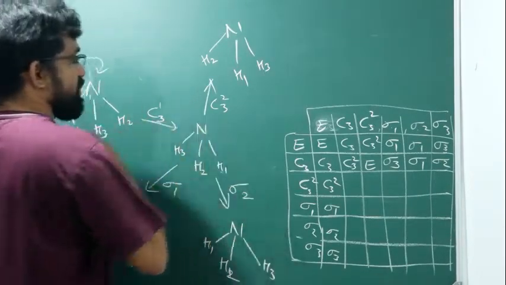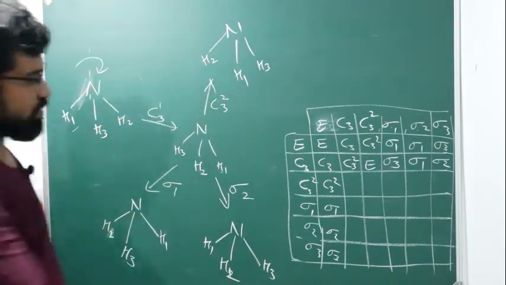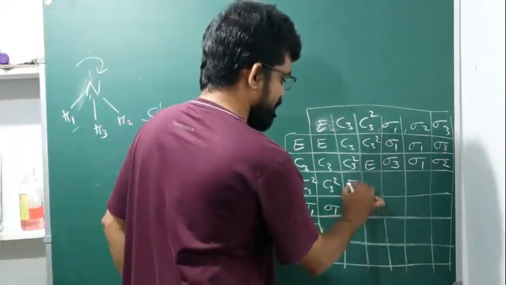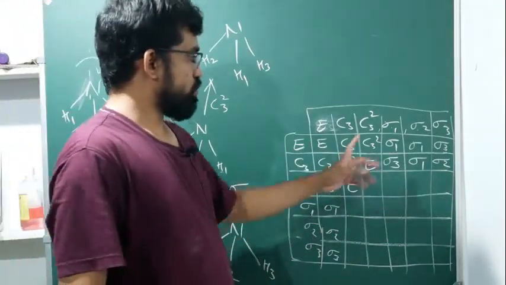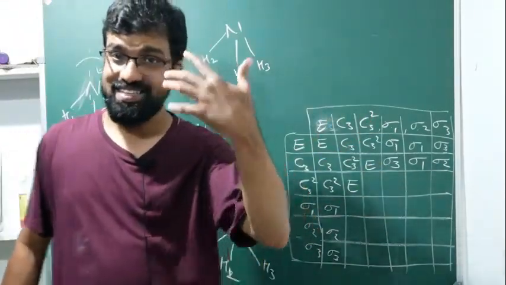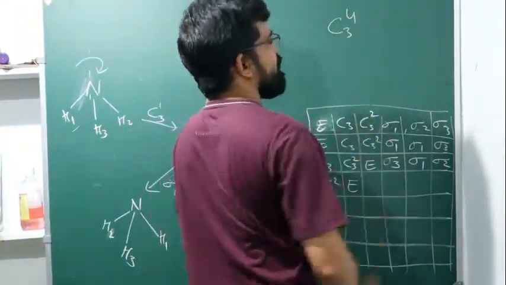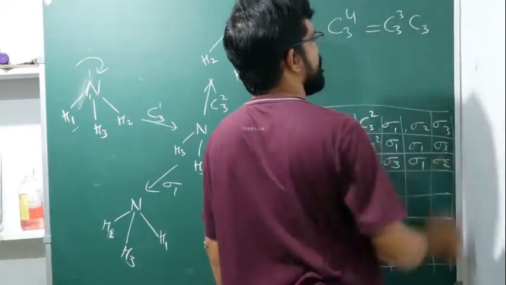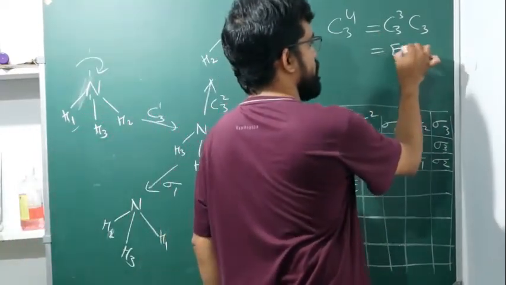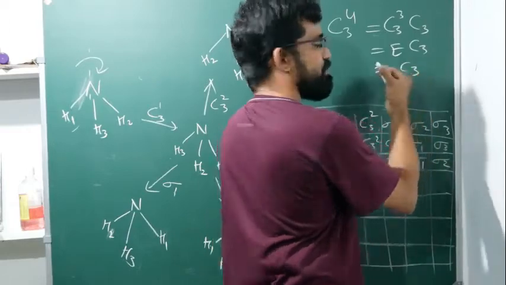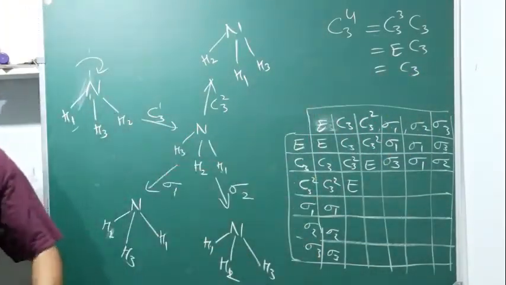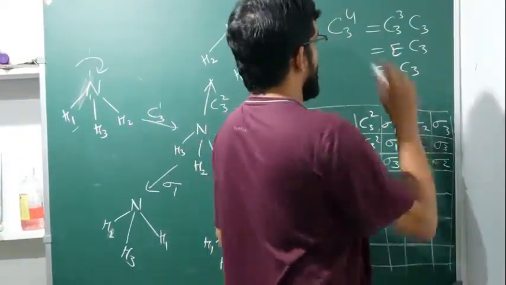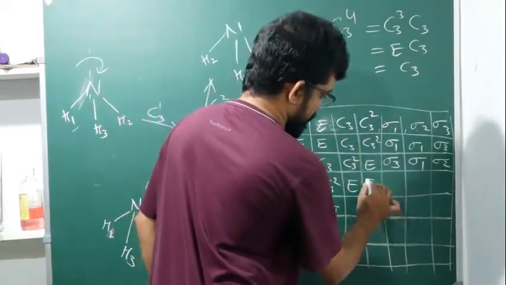So this is your C3 square. From here you have to do C3 square. This is your C3 square into C3, that is E, right? C3 cube is E. C3 square into C3 square is C3 raised to 4. So here you can rewrite it as C3 raised to 3 into C3, right? That is E into C3. E, the identity element, into any operation gives that operation. So C3 raised to 4 is C3.